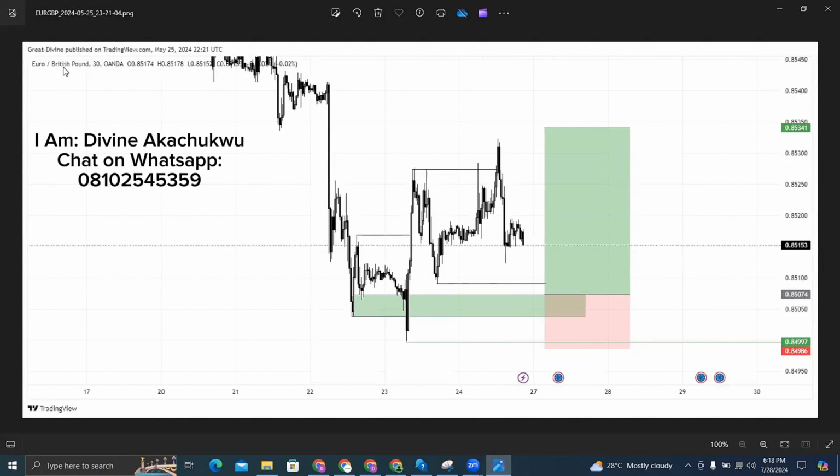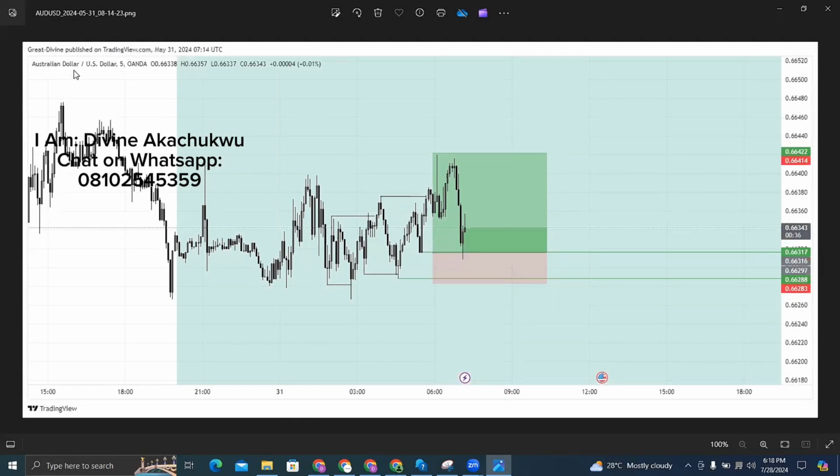This one is on Euro GBP. I don't trade this pair. This entry was clear, but I don't trade this pair. I don't trust this pair.